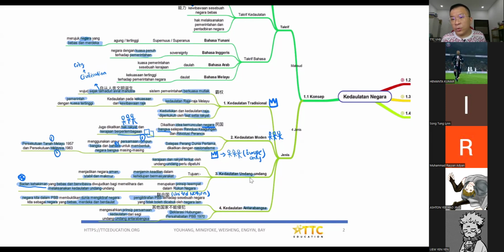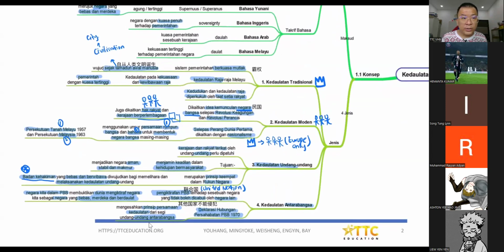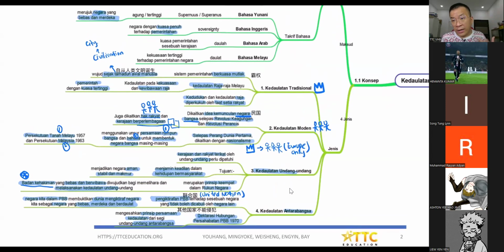Then we have kedaulatan undang. Everybody needs to follow the law. Okay. Then international sovereignty. International sovereignty means our sovereignty is recognized by the world, the United Nations. But we need to follow law also lah, international law. We signed this declaration, then prinsip persamaan kedaulatan, undang antarabangsa, means everybody also needs to follow international law. Okay, so I move down.